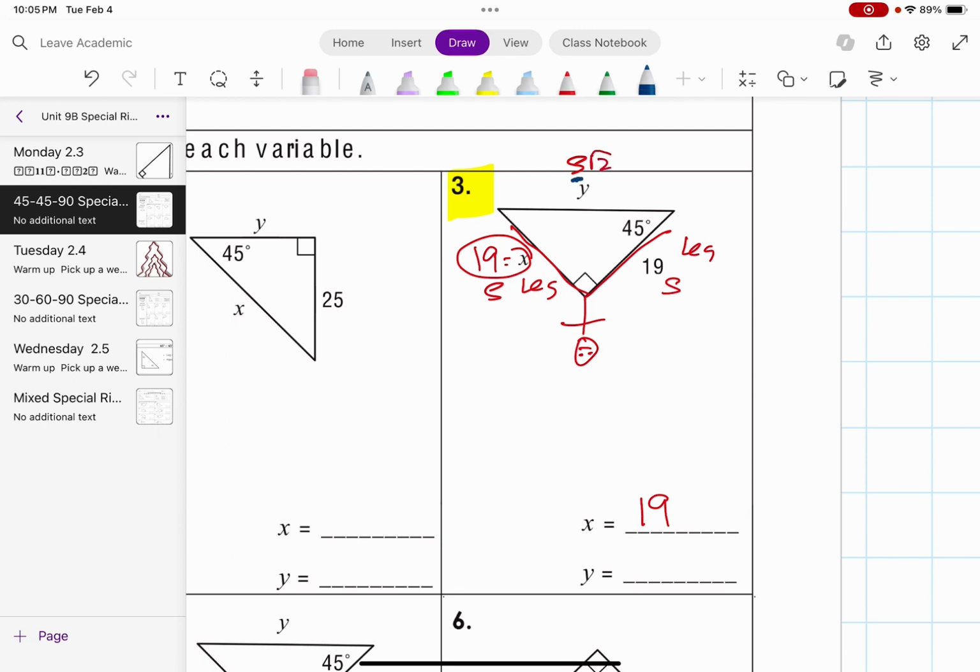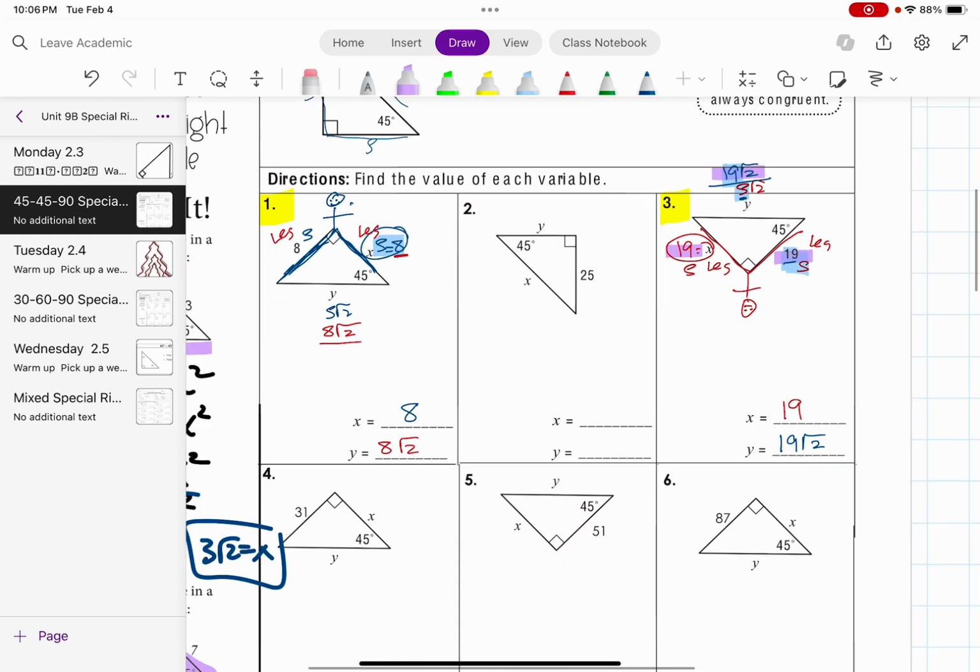Since we know s is already 19, we're just going to replace it: 19 square root of 2. That's what you have for y. So just be very careful. All we're really doing is replacing that s with all of this, and that's about it. If you're wondering what the final answer is, this is your final answer for that side.